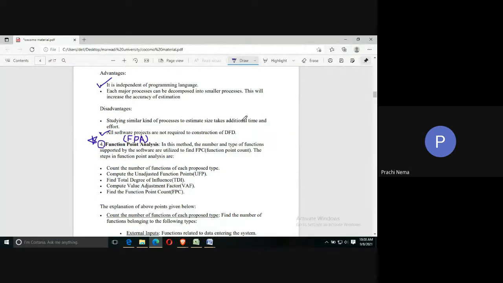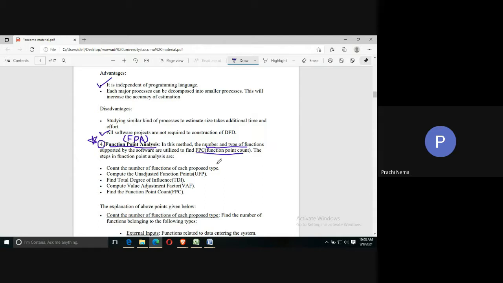Okay, I will proceed further. This is the fourth and the last type of technique for software size estimation. In this technique, we find out the number and type of functions. What is the name of the technique? Function point analysis. It finds the number and type of functions supported by the software, and this will be used to find the function point count.